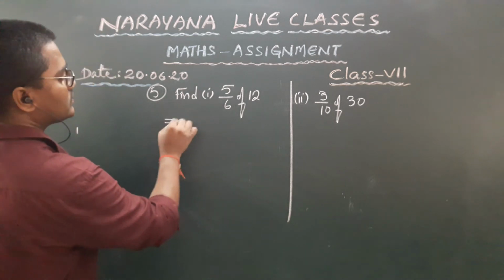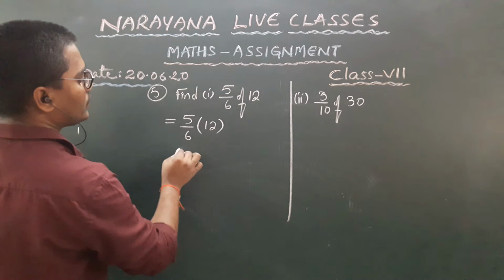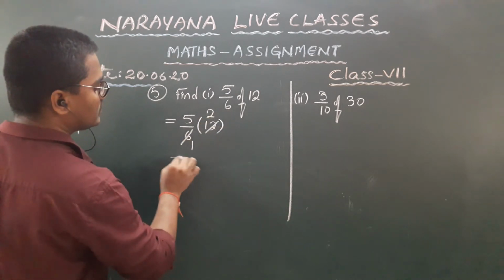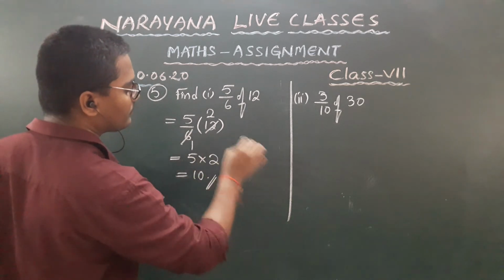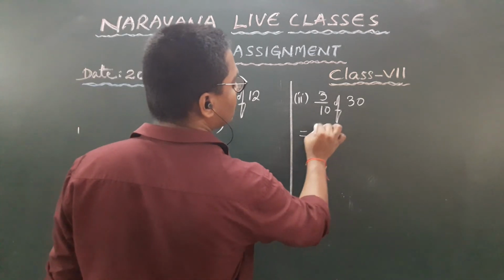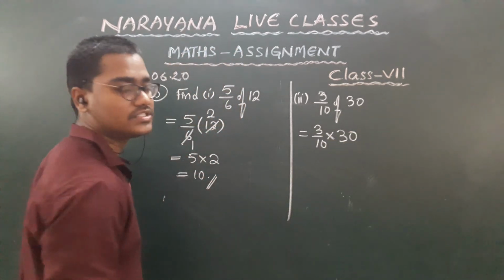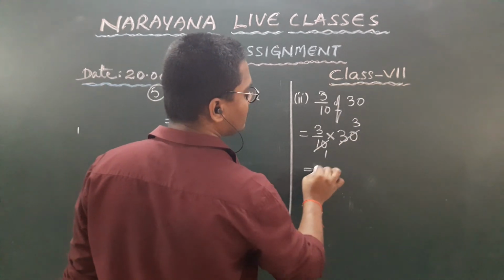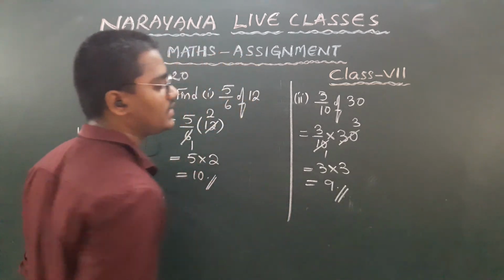So when you observe this question, children, 5 by 6 of 12 is nothing but multiplication, 5 by 6 into 12. So in the 6 table, 6 1s are 6, 6 2s are 12. Yes, that is equal to 5 into 2, that is equal to 5 2s are 10. Similarly, 3 by 10 of 30 is nothing but 3 by 10 into 30. Yes, multiplication, children. In the 10 table, 10 1s are 10, 10 3s are 30. That is equal to 3 into 3, 3 3s are 9. So the resultant answer will be 9.